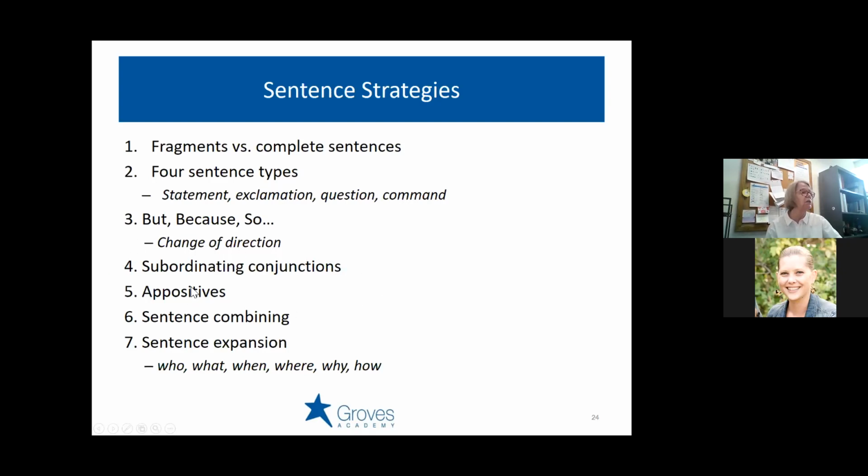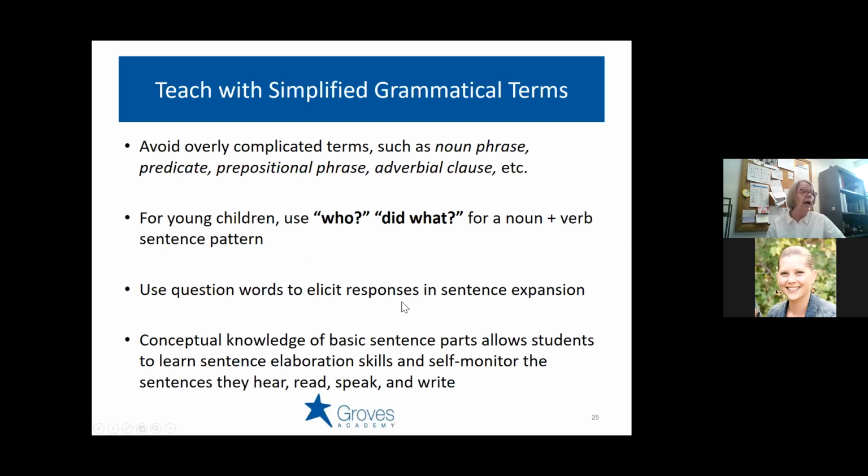Starting sentences with subordinating conjunctions often makes a much more interesting sentence, and certainly a more sophisticated one. Appositives, which I'm not going to cover much today, but you can always use a good appositive. Combining sentences, very powerful strategy. And expanding sentences with question words, which is a great way to teach sentence expansion. And let's look at how we do this.